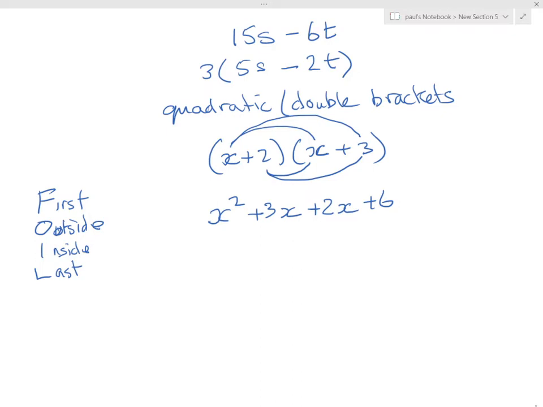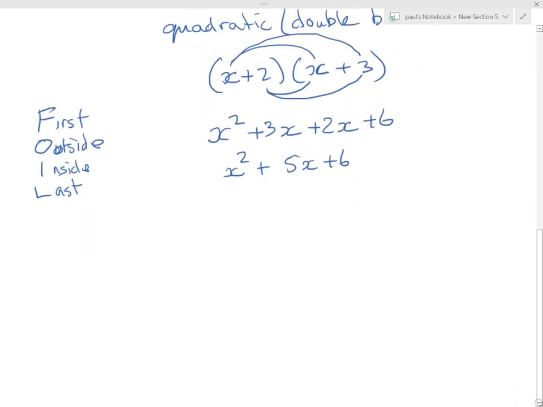So we can always add the middle bits together. So 3x and 2x make 5x. We've got 6 at that end and x squared at that end. Okay, so that's what we do. So how can it get more complicated? I don't know. Let's do another one.